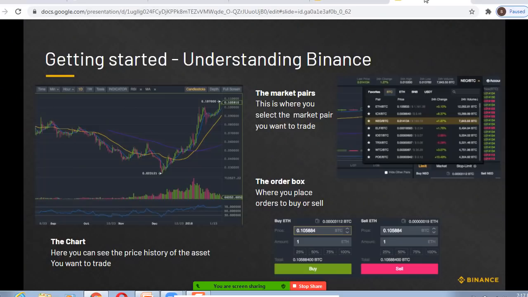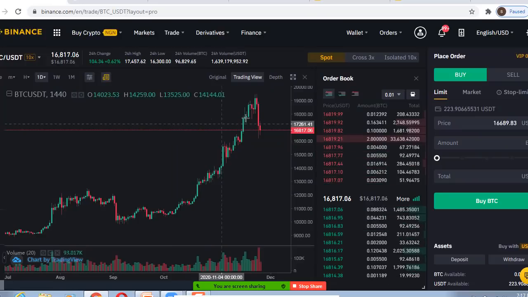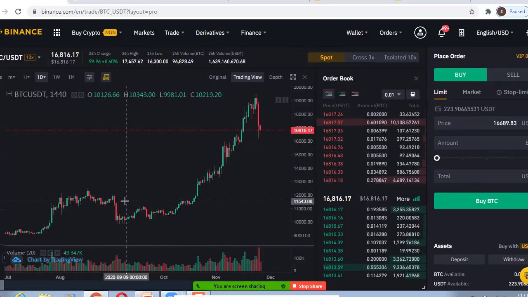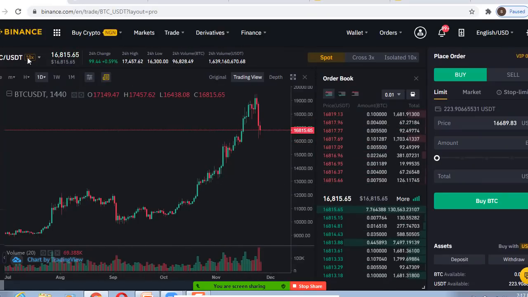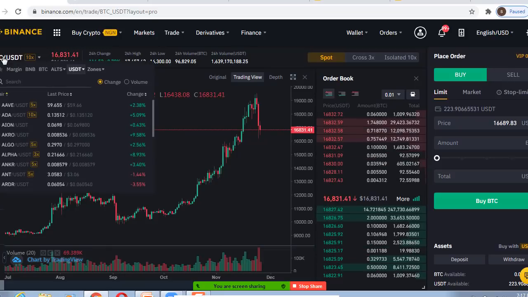Now the next thing we're looking at is our market pairs. Where can you find your market pair when you come to this platform? You go to this very area, you see BTC USDT. Now USDT is a stable coin just like the US dollar. So it's equivalent to the US dollar, and they are all called stable coins.